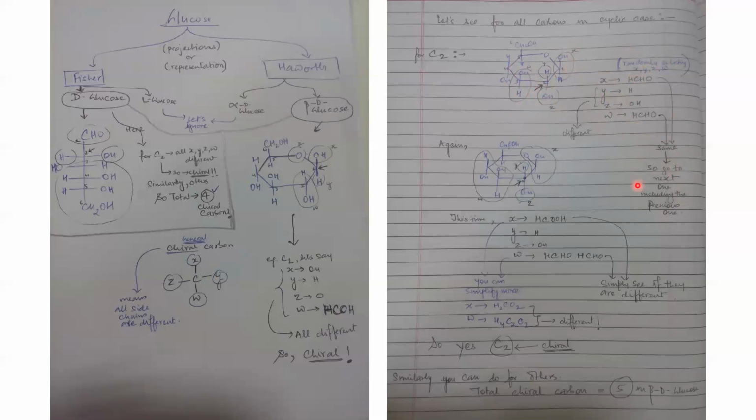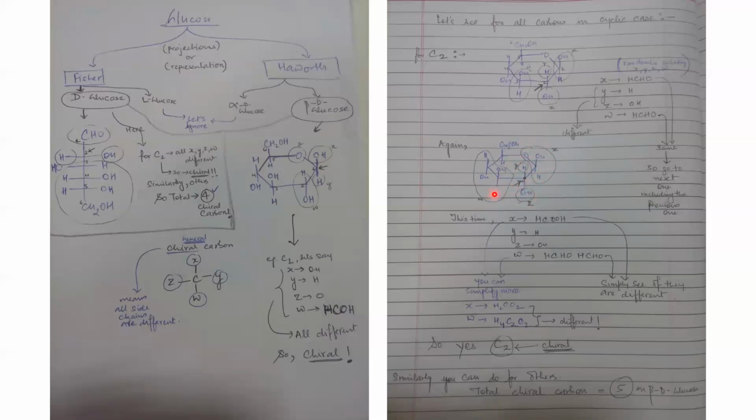Then you go to the next step, which means you go further. Now you know Y is H, Z is OH. Now you can go one step forward in both of these. Here you can see that instead of just HCOH, you also have one more atom involved, that is O.